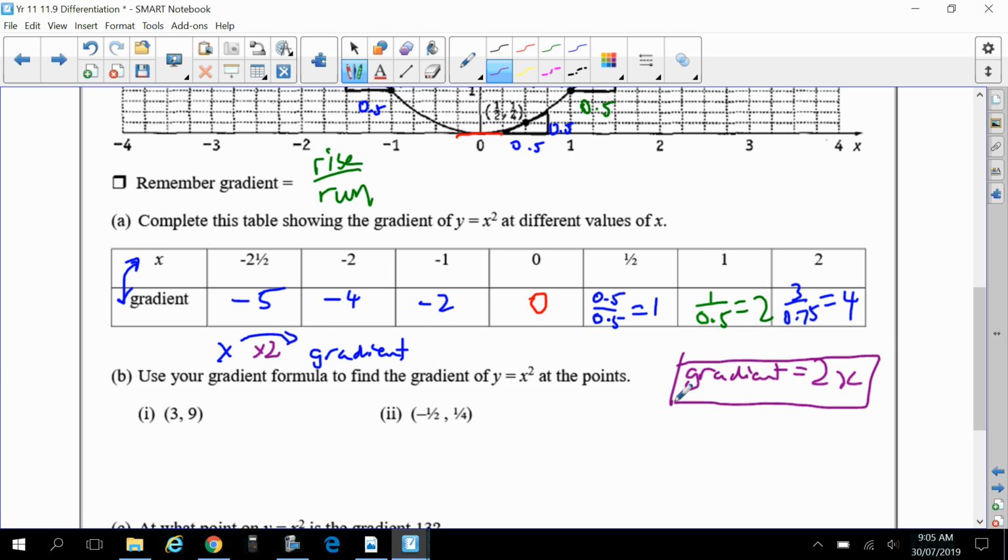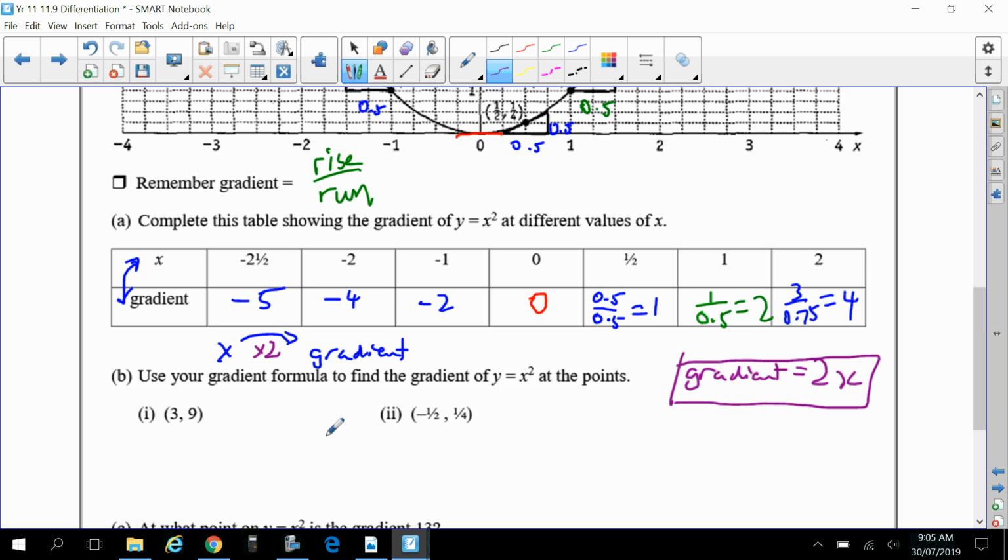I mean, we worked it out by experimentation. Is that the right formula? We have to prove it later on. We will be able to use algebra to prove this formula and the idea of limit, which we'll introduce later on. But for now, we'll just accept that by empirical data, that is true. The gradient is going to be double the x value.